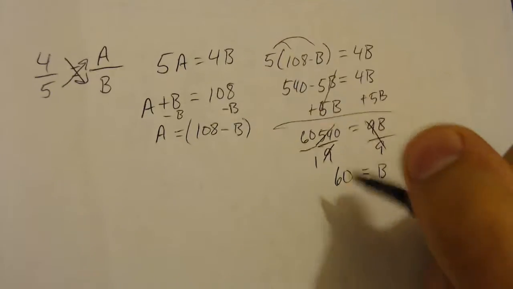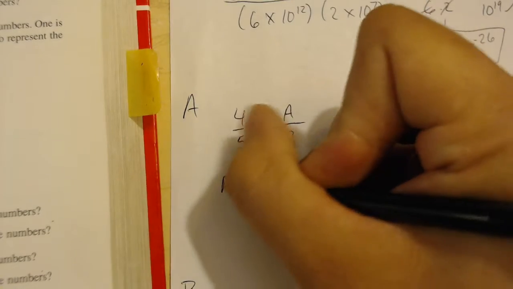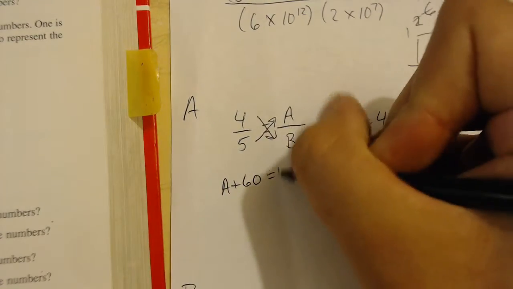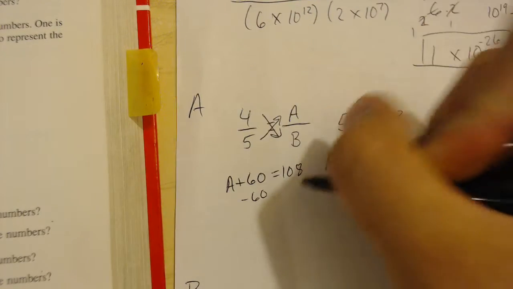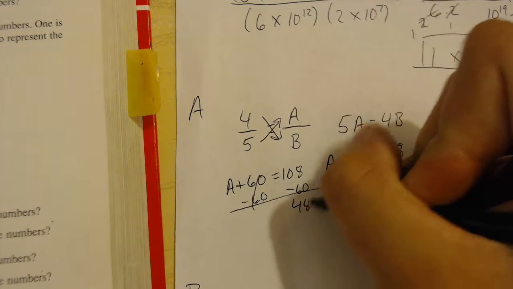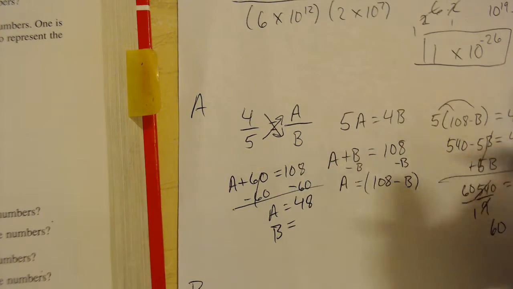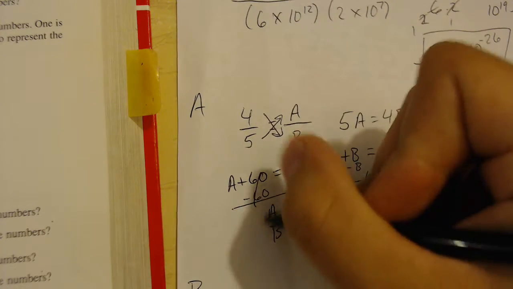So B equals 60. If B equals 60, we can plug that value back up to this equation. So we'll write A plus 60 equals 108. Subtract 60 from each side. And then we get 48. So A equals 48. B equals 60.